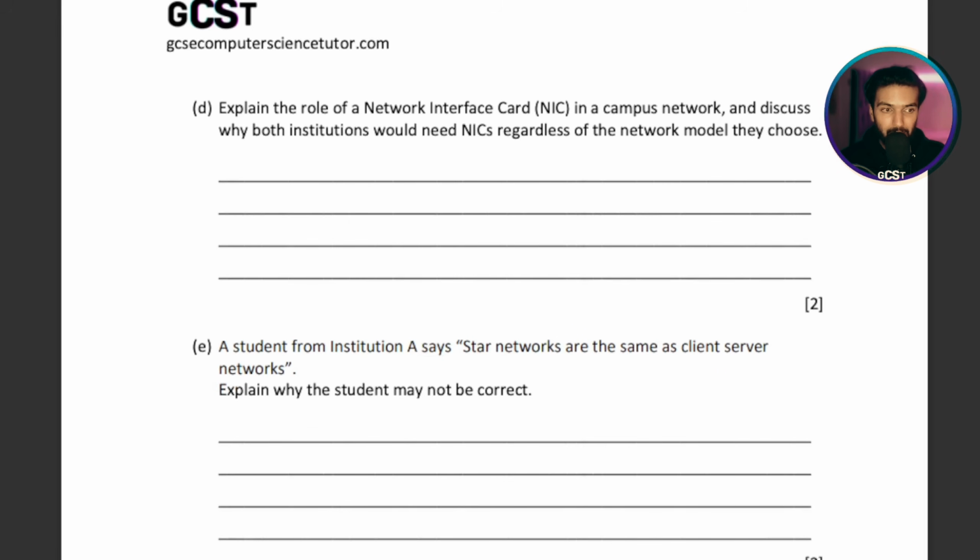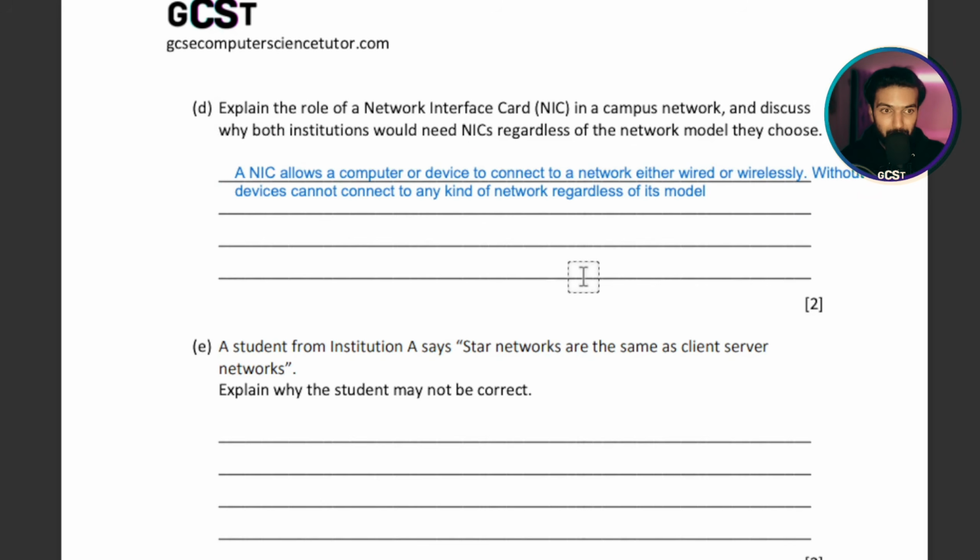Now, part D is a network hardware question. Explain the role of an NIC on a campus network and discuss why both institutions A and B would need NICs regardless of the model they choose. Again, NICs help you connect to the internet. Without NICs, you're not going to be able to connect to that network. So it doesn't matter what network model you have, the devices are going to need the network interface card. So that's basically what we're going to say.